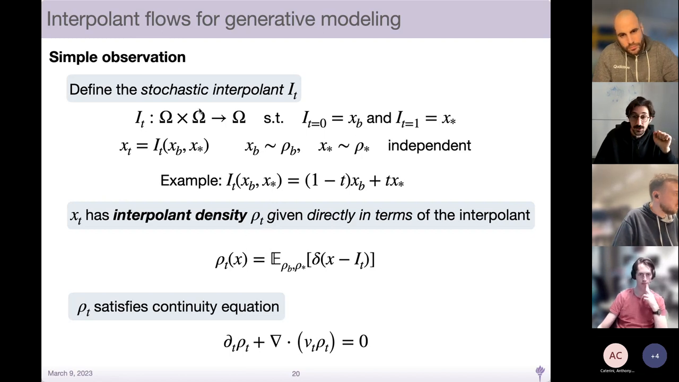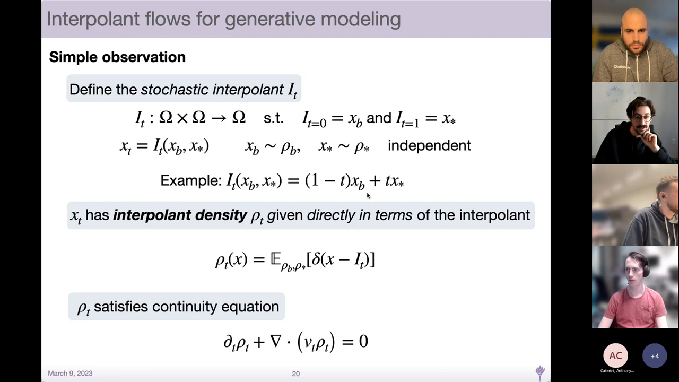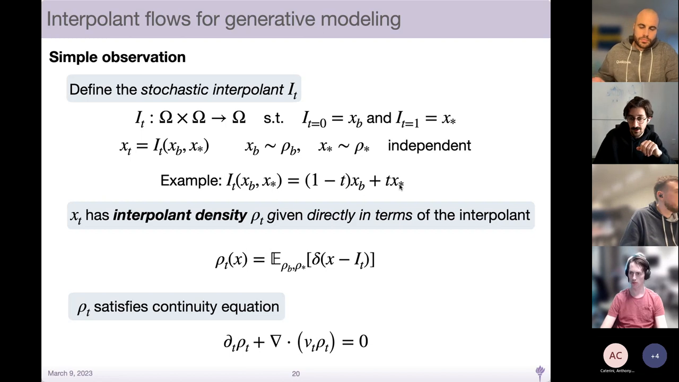My only requirement is that this interpolant function I have a very simple set of boundary conditions. At time t equals zero, I_t of x_b, x_star must just evaluate to x_b. And at t equals one, it must evaluate to x_star. So a trivially simple example of what this interpolant looks like is just the function (1 minus t) times the sample from the base plus t times the sample from the target. At t equals 0, it's pretty obvious that this just evaluates to the sample from the base, and at t equals 1, this evaluates to the sample from the target density.